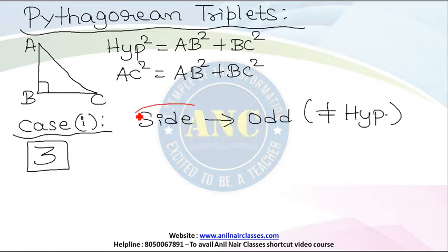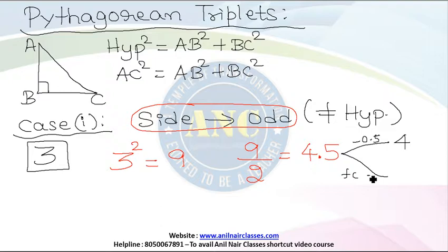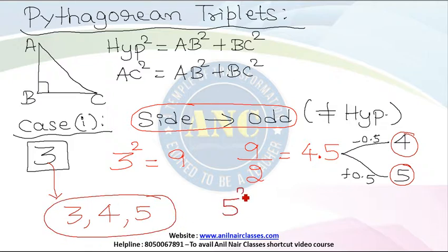Now, if the side is an odd number, there is a very, very easy logic. Take that number 3 and square it. 3 square becomes 9. Whatever value you get when you square it, divide it by 2. 9 by 2 is 4.5. Subtract 0.5 from this 4.5: 4.5 minus 0.5 is 4. Add 0.5 to that 4.5: 4.5 plus 0.5 is 5. That means the three values which form a Pythagorean triplet are 3, 4 and 5. Why does it form a Pythagorean triplet? Because the hypotenuse square, 5 square, is equal to 3 square plus 4 square.